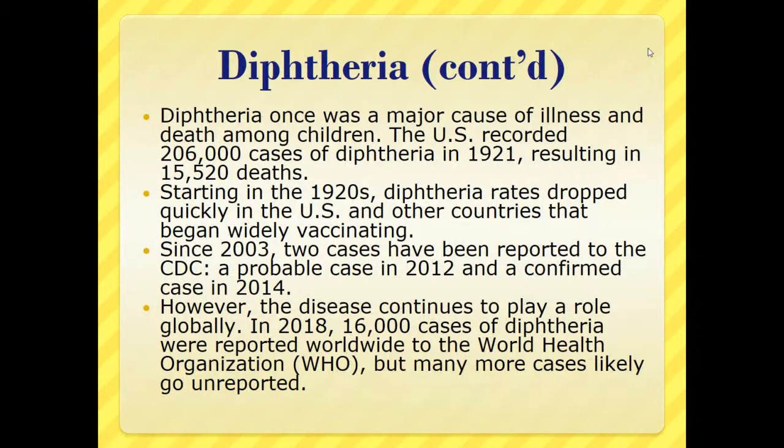You see there, in 1921, there were 206,000 cases of diphtheria in the United States, and 15,520 children died as a result. But once we started vaccinating, the rates dropped quickly, and you see there, since 2003, only 2 cases have been reported in the United States, in 2012 and 2014.